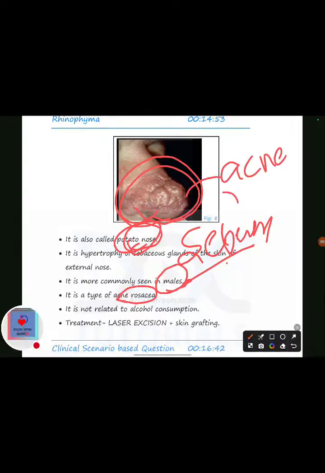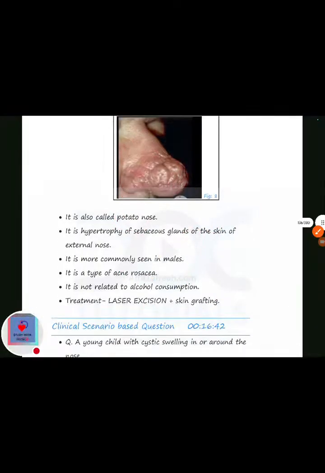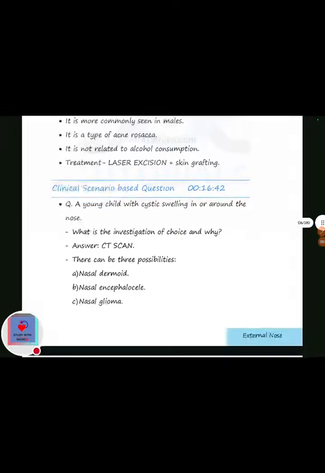This is a previous year question. Acne rosacea. It is not related to alcohol consumption. Treatment is laser excision and skin grafting. You remove it with the sebaceous gland and then graft it.